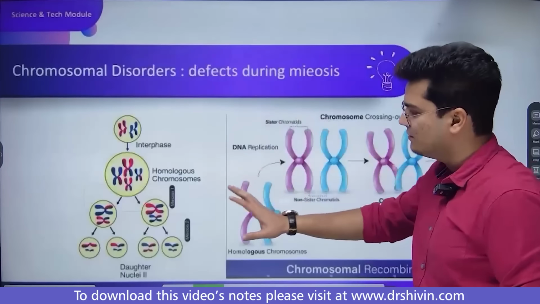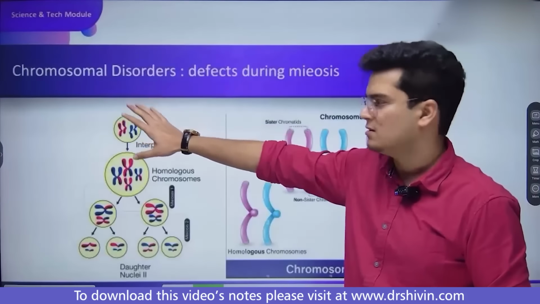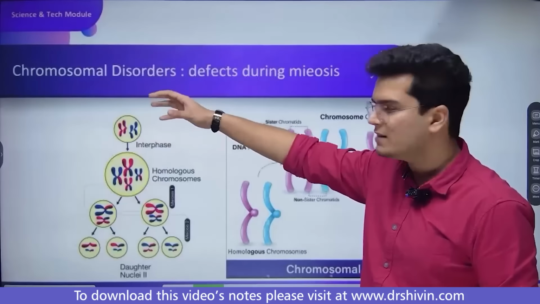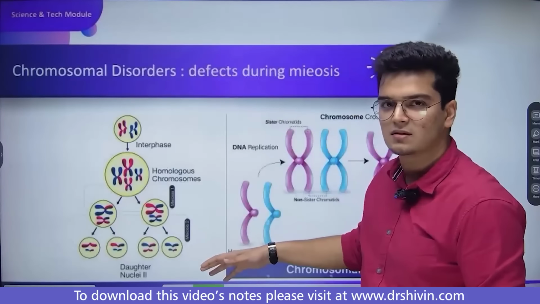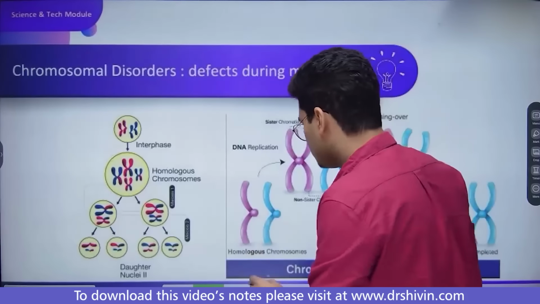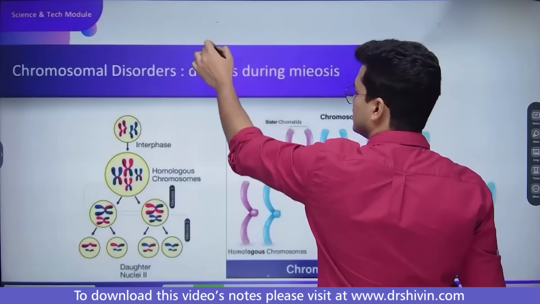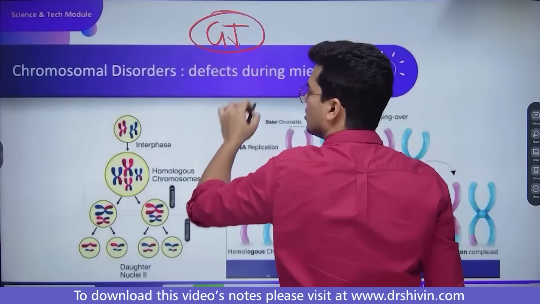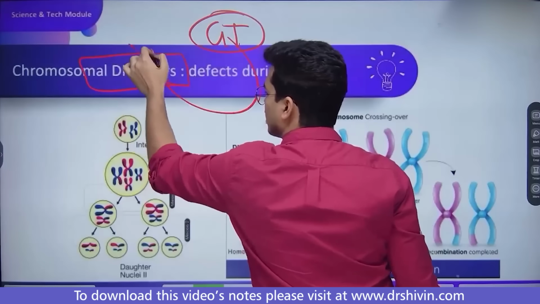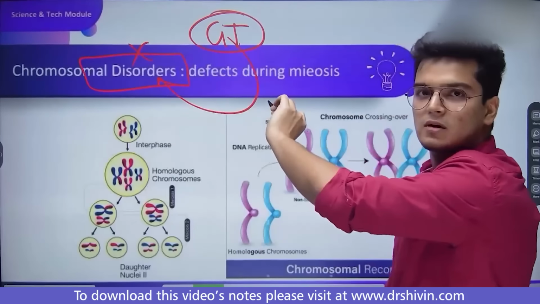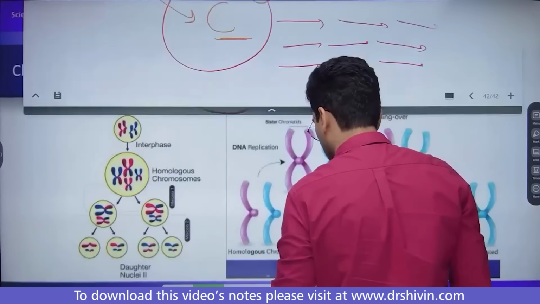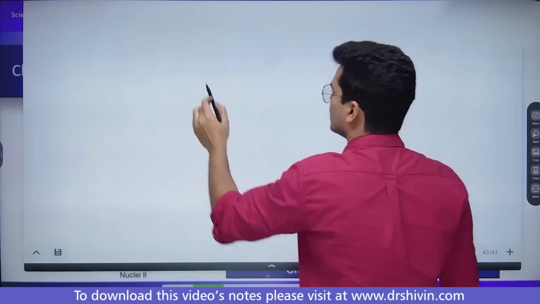Now last thing we are doing today is chromosomal disorders. What are chromosomal disorders and why can they not be cured with gene therapy during meiosis? Okay, during meiosis, they cannot be cured with gene therapy. Gene therapy cannot be used to solve the issue of chromosomal disorder. Why? Why do chromosomal disorders happen?